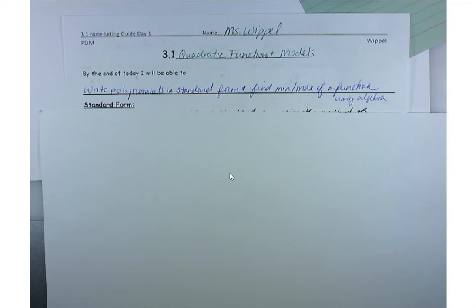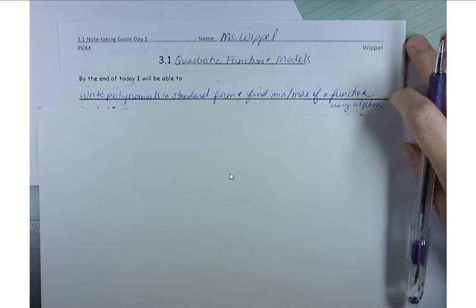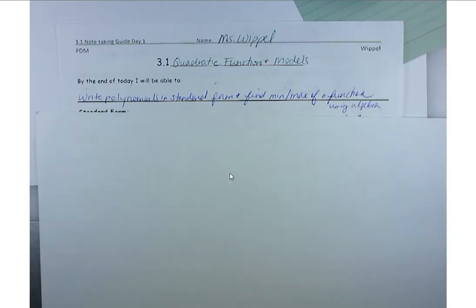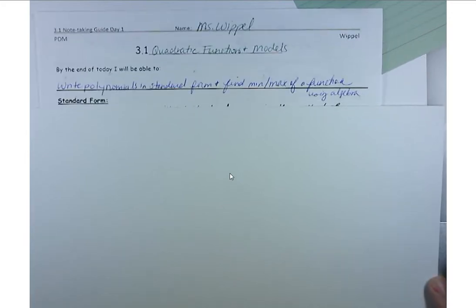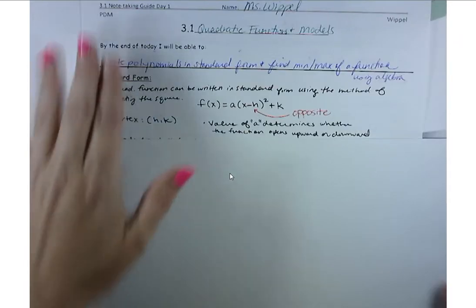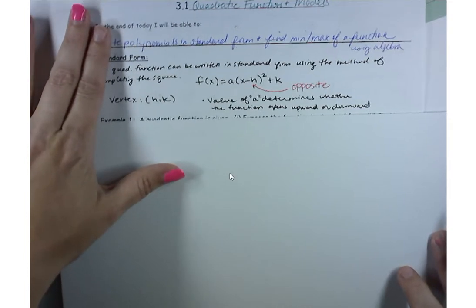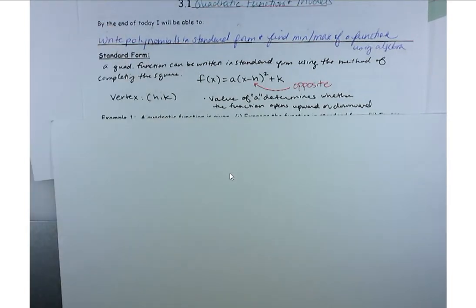Okay, so today we're doing 3.1, which is quadratic functions and models. You guys did quadratic functions in chapter 2 of Algebra 2. Some of you last year, some of you a couple years ago. So what we're going to do is write polynomials in standard form today, and find the minimum and maximum of a function using algebra, which means we're not going to be using our graphing calculators, which also means you're going to have a portion that is no calculator on your next quiz and your next test.